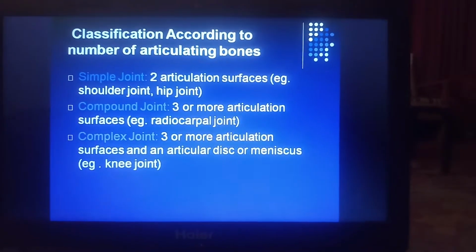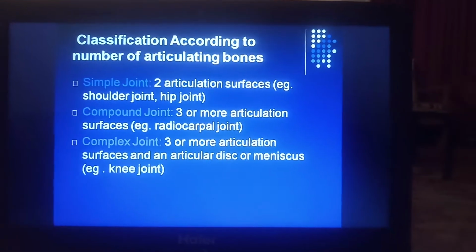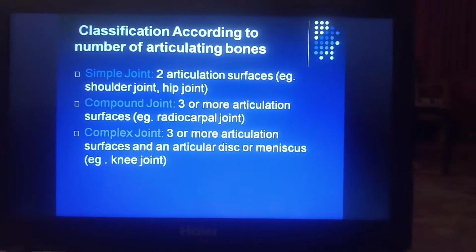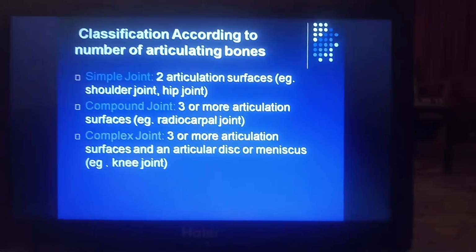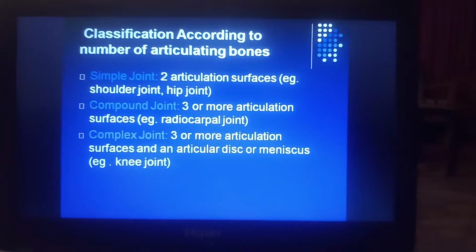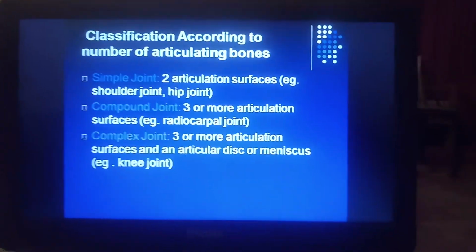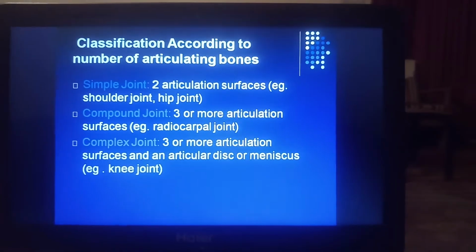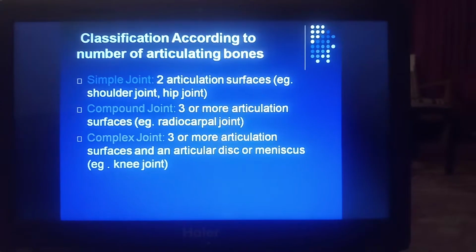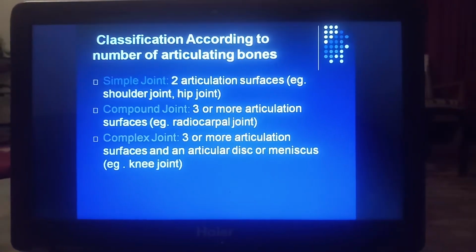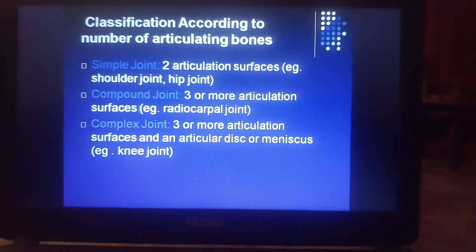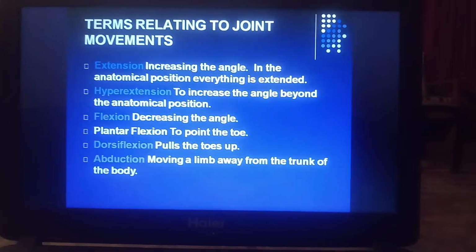Then there are the complex joints. In the case of complex joints, again, three or more articulating surfaces will be there. But in addition to them, what is the difference from the compound joint? Due to the presence of an articular disc or meniscus, they are known as complex joints. For example, the knee joint. Here it is formed between the lower end of the femur and the upper ends of the fibula and tibia, but there will also be the articular disc and menisci in the case of the knee joint. That is why it is known as a complex joint.